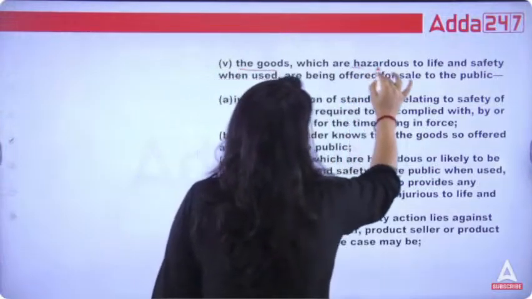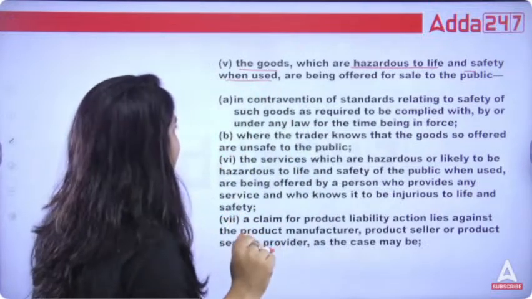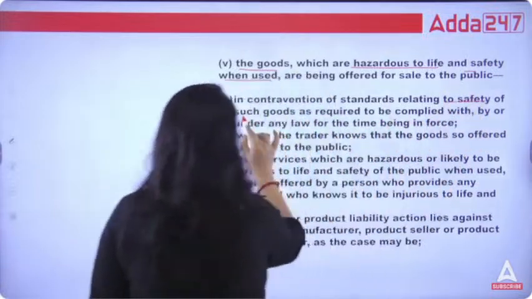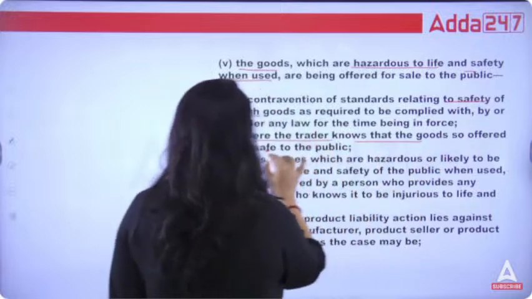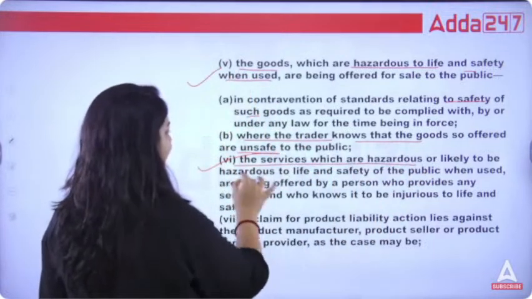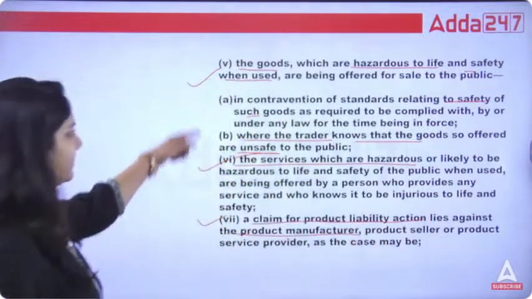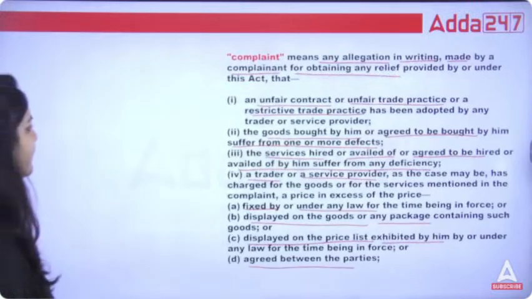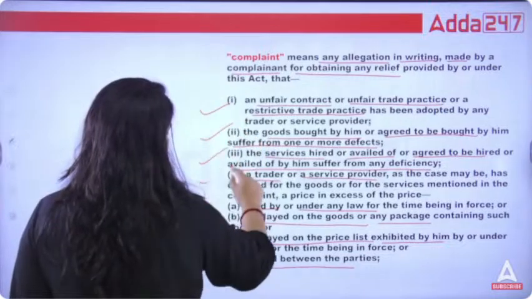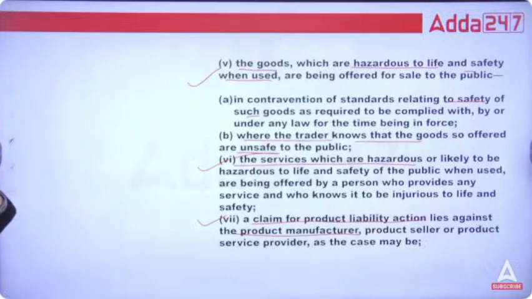The goods which are hazardous to life and safety when used, in contravention of standards relating to the safety of such goods, where the trader knows that the goods so offered are unsafe. The services which are hazardous or likely to be hazardous, and the claim of a product liability action lies against the product manufacturer. So these are the complaint points, class. See, first, second, third, fourth, fifth, sixth, seventh. So 7 points are there, class. Let's talk about the complaint. This is important, guys.